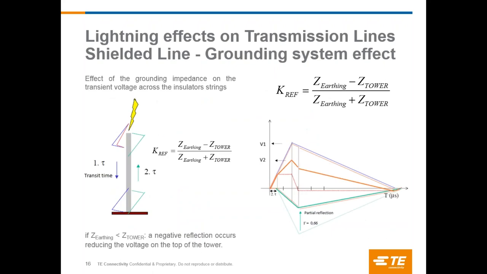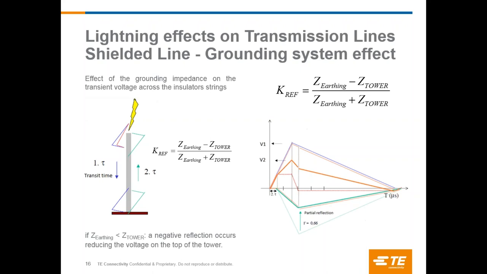This explanation can be illustrated in the picture shown on the right side of this slide. Here you have initially the transient voltage at the top of the tower without any reflection, showing peak value V1. This voltage remains the same until the reflected wave comes to the top of the tower at time 2T, or twice the transit time. At this time, depending on the reflection coefficient being positive or negative, the wave shape changes its steepness.